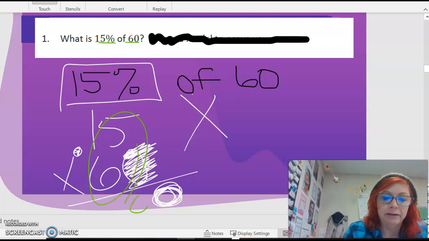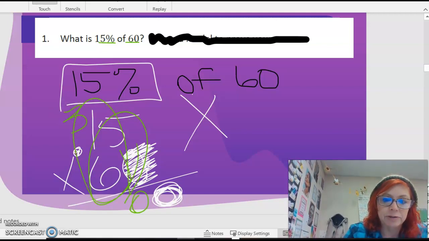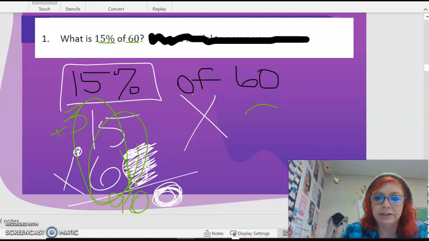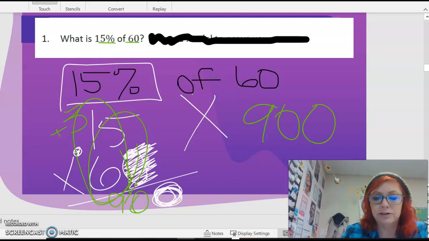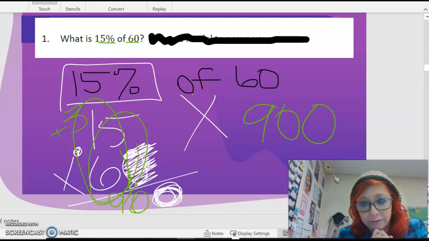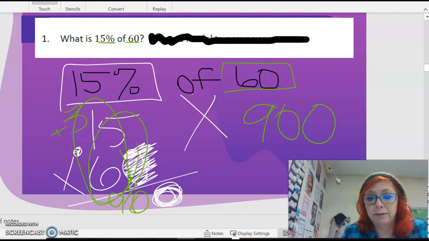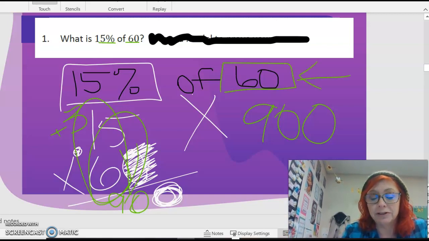Okay, 6 times 5. Hopefully you said 30. Then 6 times 1. That's 6 plus this 3. That's 9. So it comes out as 900. But really, 900 is not 15% of 30, because, I mean, 15% of 60, because what we're looking for is a smaller number, smaller than 60.